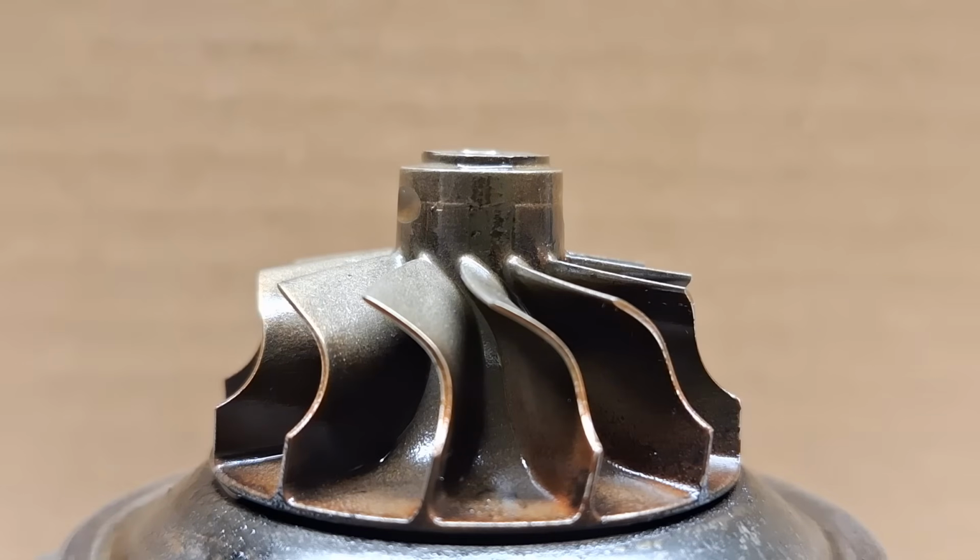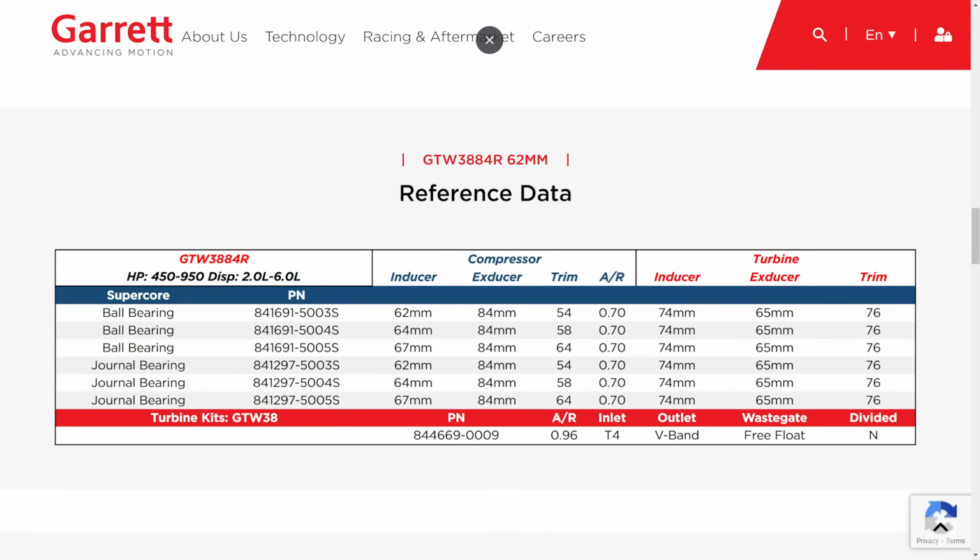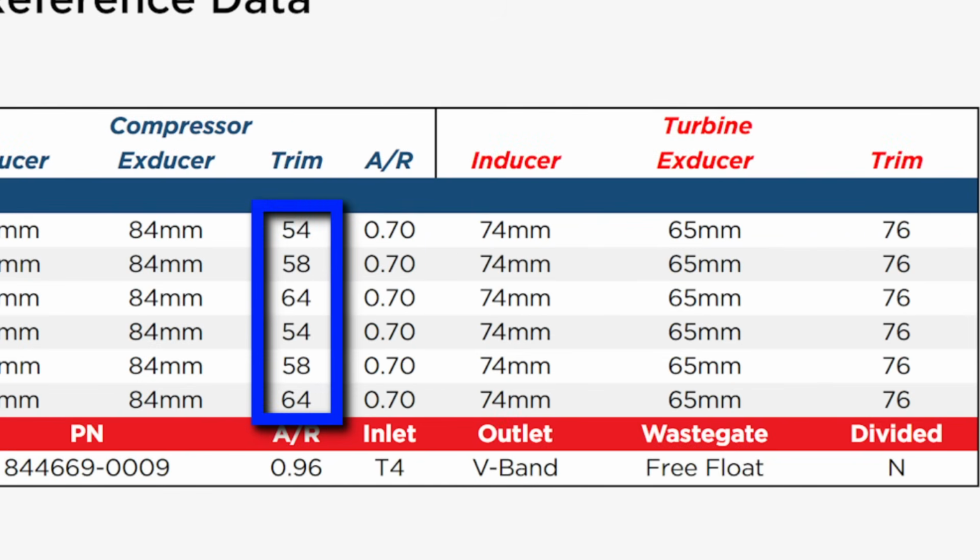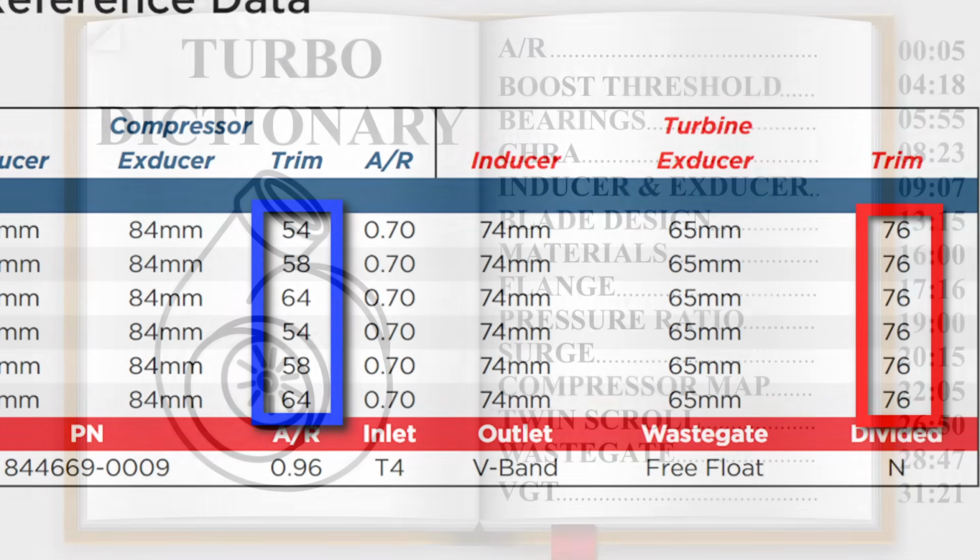Turbine trim changes have a less noticeable effect on performance compared to compressor trims, which is why a turbocharger model will usually offer multiple different compressor trim options and often just one turbine trim.